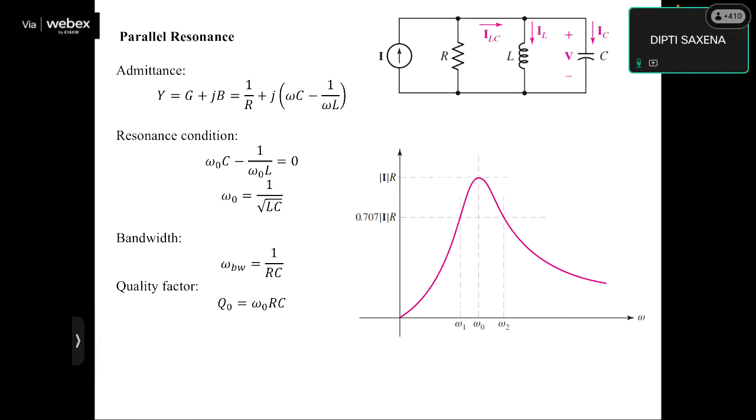In a similar manner, we can study the resonance in a parallel circuit. In a parallel circuit, we take the source to be the current source and we measure the response to be the voltage across the resistance, inductance, and the capacitance. Just to ease the calculation, we write the expression for the admittance of the circuit.